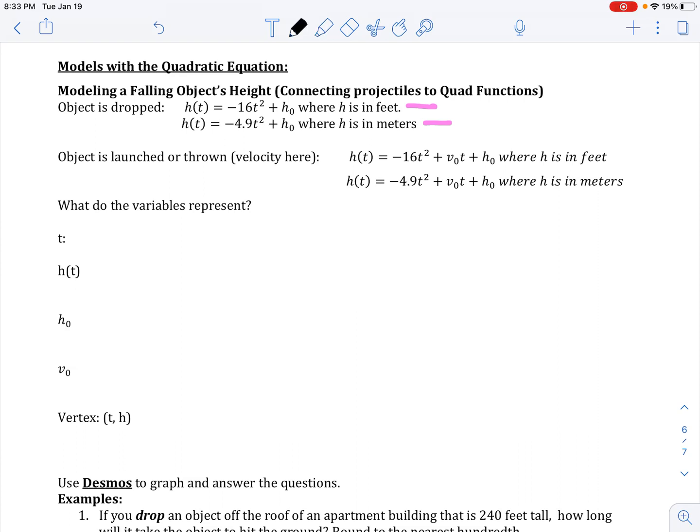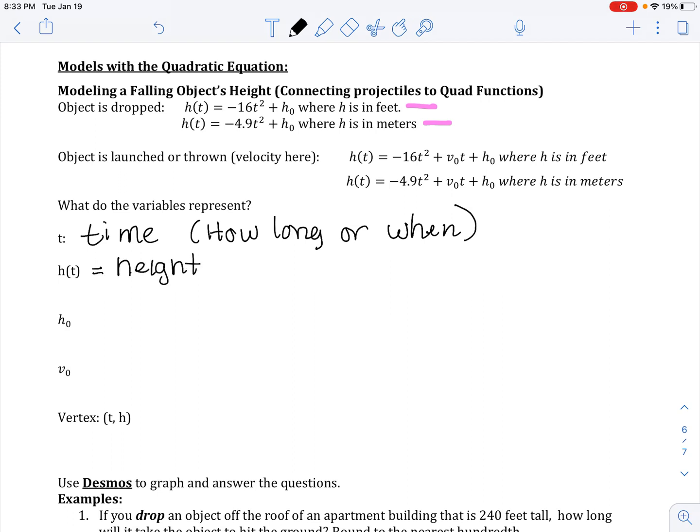So let's go through what everything is, all right? We're going to start with t. T always represents time. So t represents time. So what's it going to look like in an equation, in a word problem? Well, some key phrases might be like how long or when. Those would be questions where they're asking you for the time, how long or when. H of t is the height.